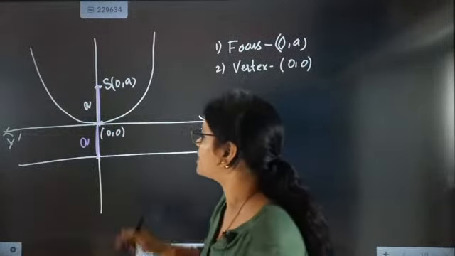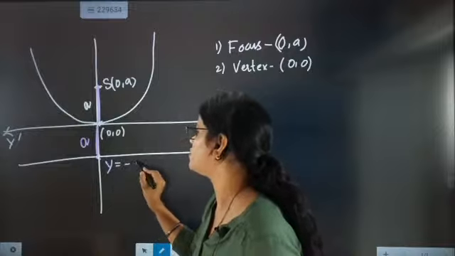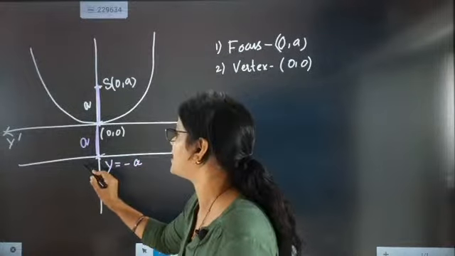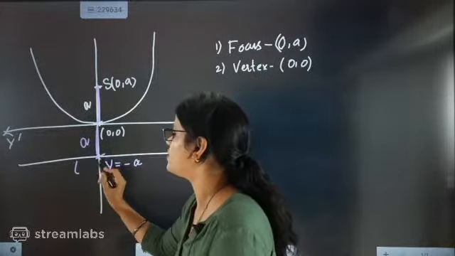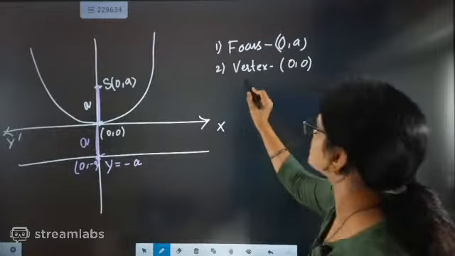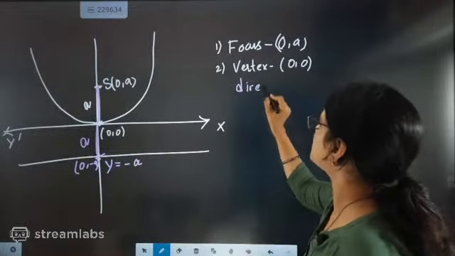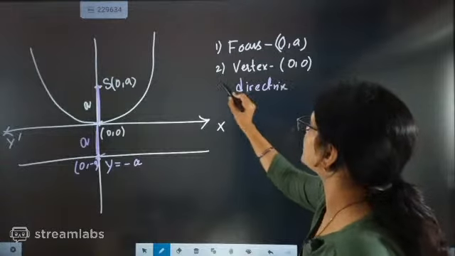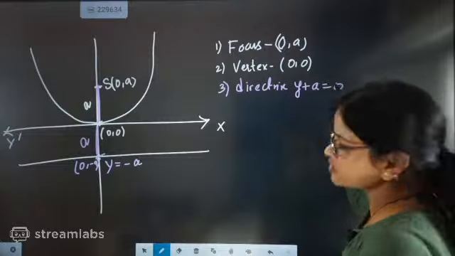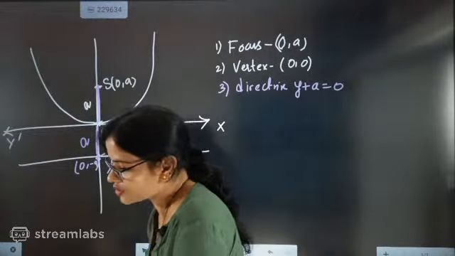So now what will be the equation here? It will become y equal to minus a, because it is down from the vertex, so this is going to be taken as minus a. So this point will be x equal to 0, y equal to minus a. So what is the equation of the directrix? The equation of the directrix is y plus a equal to 0.